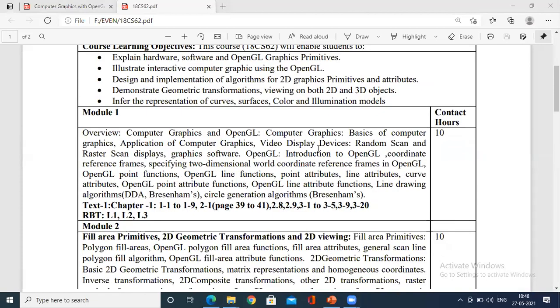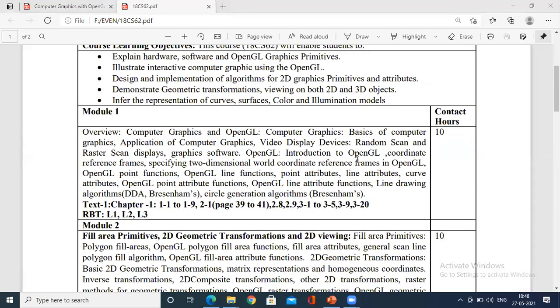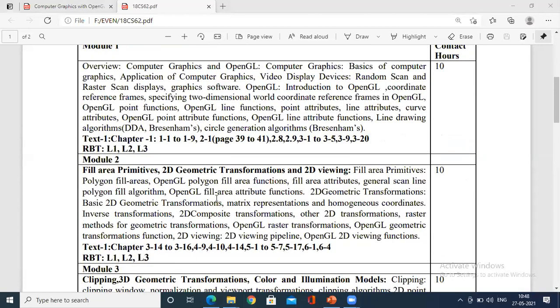So we had our discussions on portions of the internals in the previous class, and we are just continuing with the other part of the module. As a portion, we are still at the OpenGL area functions. We are continuing from here. We just started two-dimensional geometric transformations.